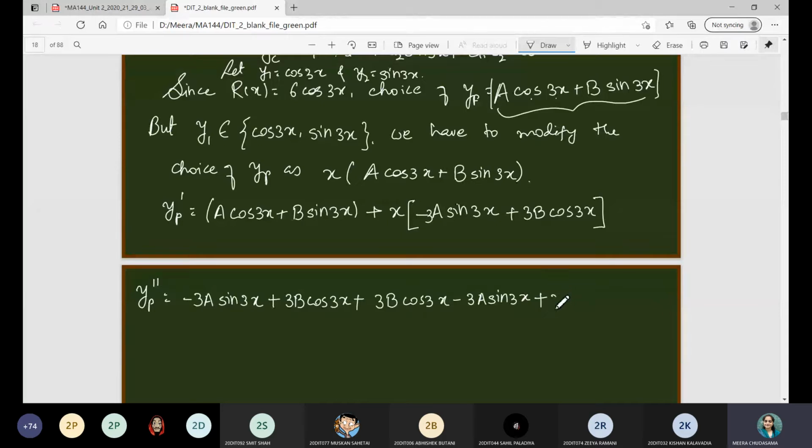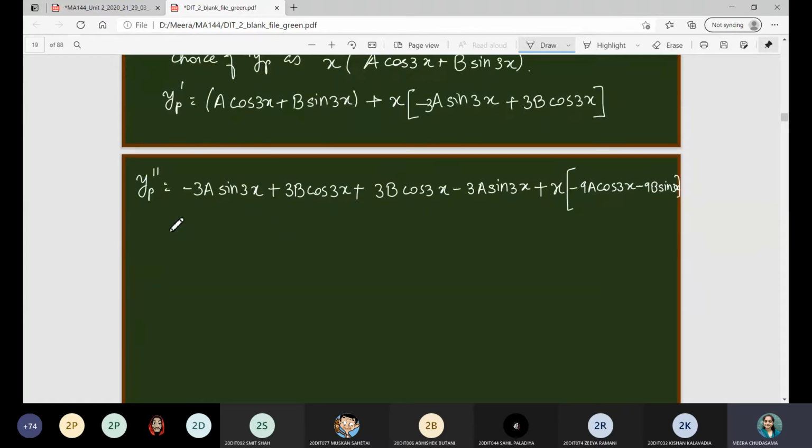Now plus x as it is into the derivative of this bracket. Sin derivative is cos, so it is minus 9a cos 3x. Cos derivative is minus sin, so minus 9b sin 3x, right? The bracket will be completed over here. So let us simplify the terms. First we consider the sin 3x terms: minus 6a sin 3x plus 6b cos 3x. This will not simplify with it because it contains the term x.